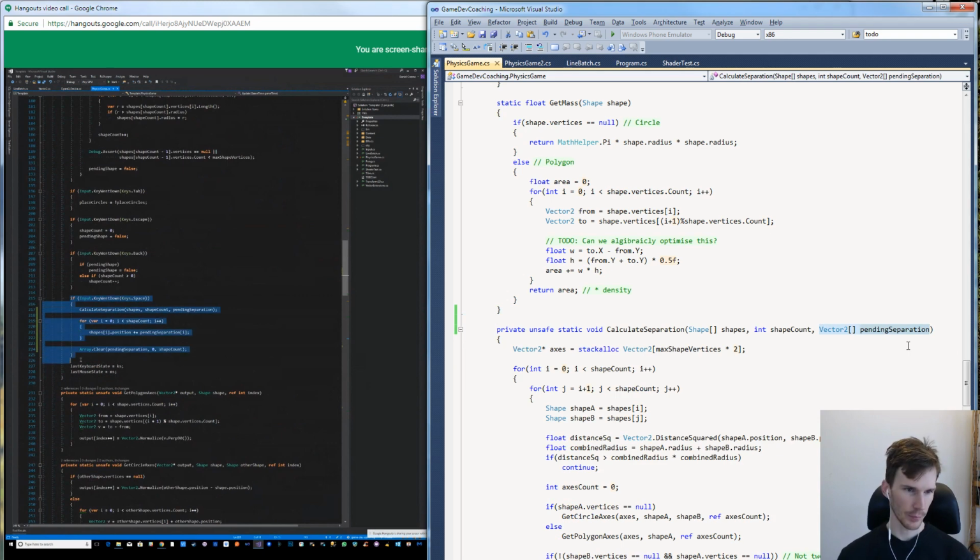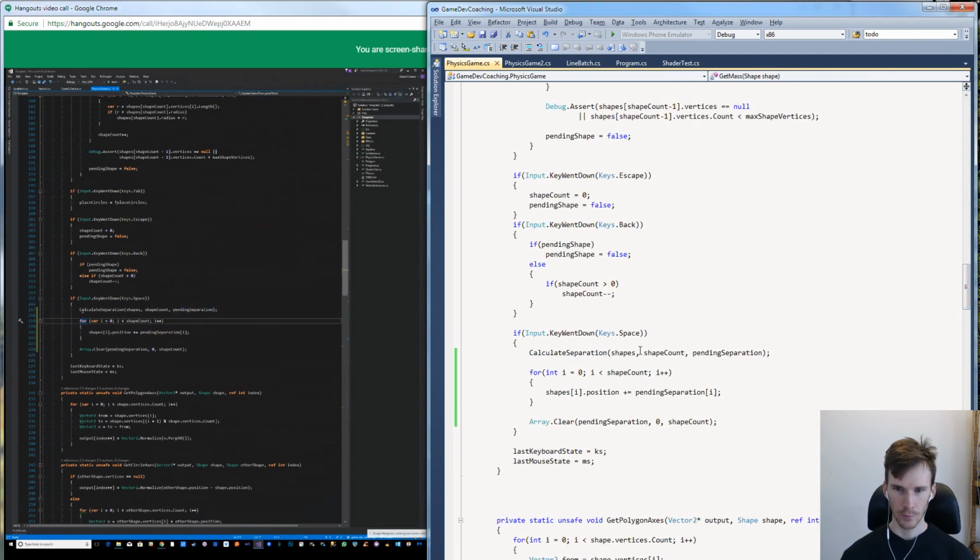So one more question for me is, why are we... So we're going to calculate on the pending separation. We're passing this in as a kind of working buffer. Then after we've got our data for the separation, we apply it to the positions of the shapes, and then we clear the pending separation. But this is probably just a convention thing. Why aren't we clearing it before we do the calc? Does it matter at all, or did you do this deliberately?